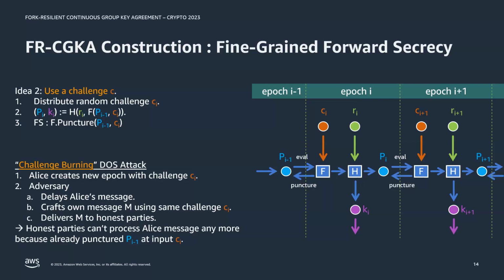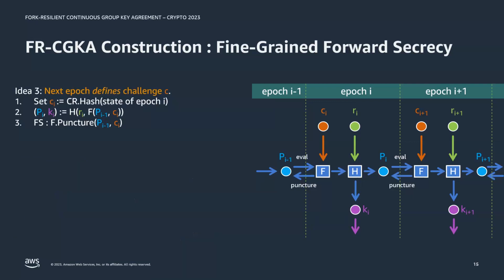So now the honest users, when they eventually do get Alice's message, have already punctured at C, so they can no longer process honest Alice's message. Fortunately, there's a pretty clean and efficient fix to this with no added cost. Instead of letting the challenge be chosen willy-nilly, we stipulate that the challenge is given by a fingerprint of everything we care about, all the characteristics of the new epoch we're trying to construct.